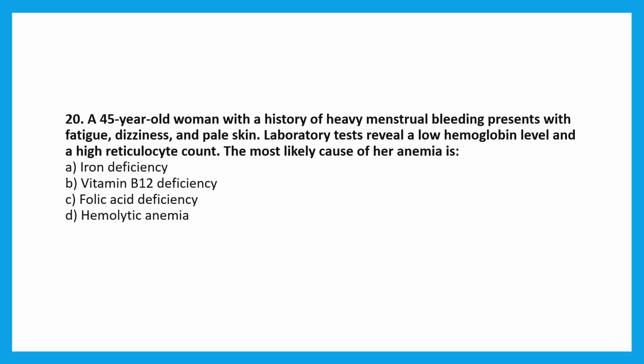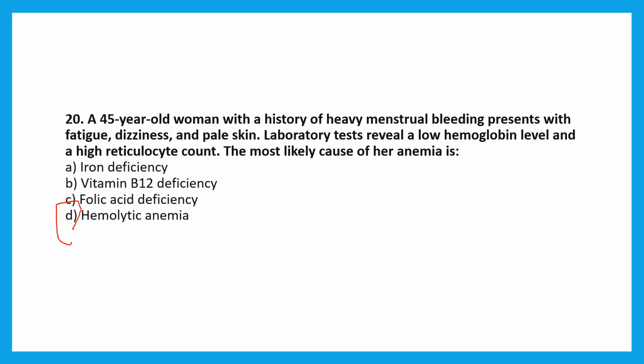Question 20: A 45-year-old woman with a history of heavy menstrual bleeding presents with fatigue. This is also identical. But look at this, look at the answers that we have. We said actually hemolytic anemia. Read through the question myself.